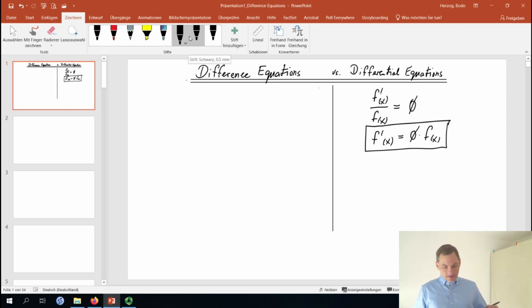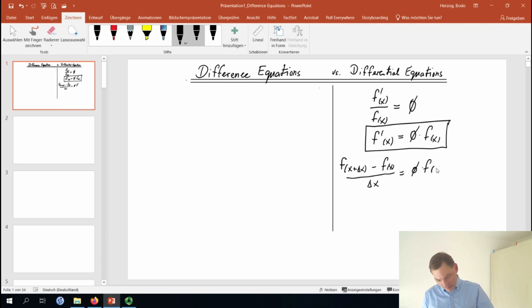Now, in order to show the relationship to a difference equation, we just operationalize the derivative. You probably remember the derivative is defined as f of x plus some delta x, minus f of x, over delta x, equal to phi times f of x. The left-hand side is just the definition of the first derivative, and usually we assume that the limit of this delta x goes to 0, and then it approaches the first derivative f prime of x.